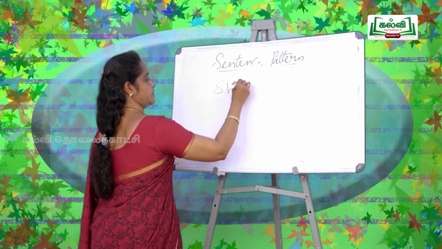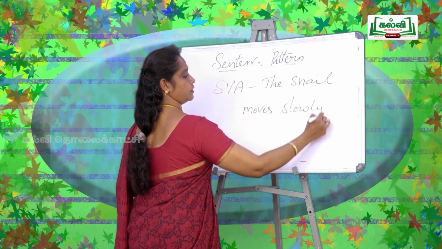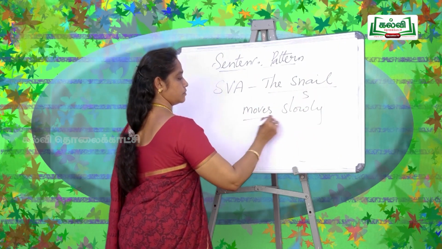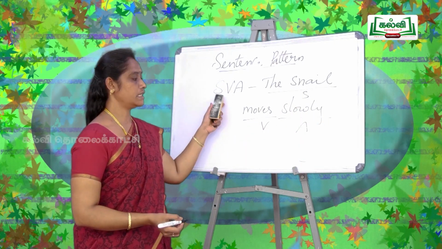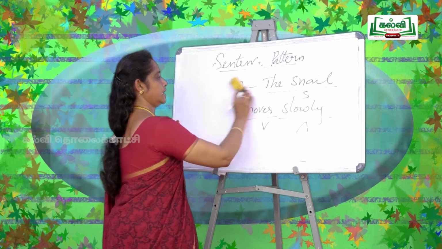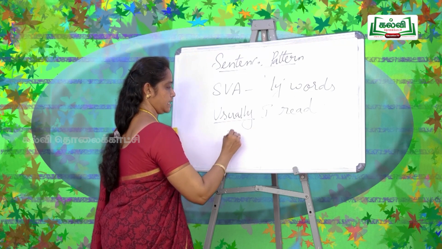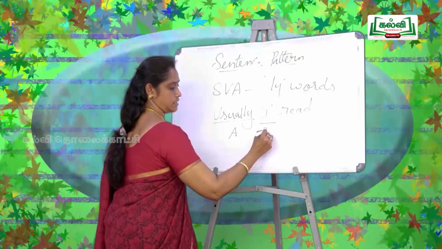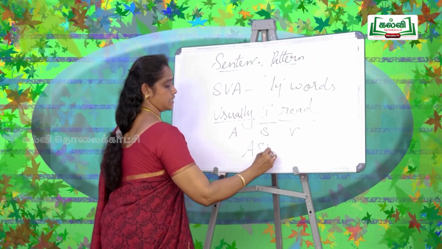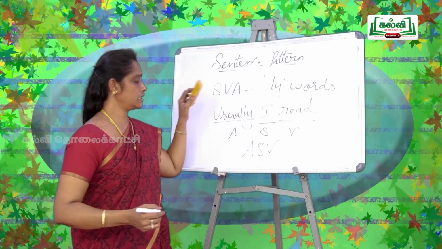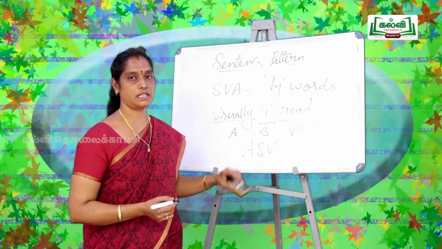Then SVA. The snail moves slowly. The snail subject, moves verb, slowly is the adjunct. So this is called the SVA pattern. Then the next one, usually an LY word: I subject, read verb. So this is the ASV sentence pattern. The adjunct can come at the beginning of a sentence.